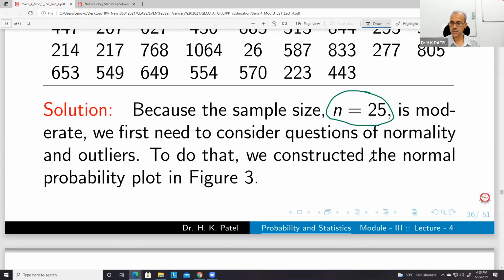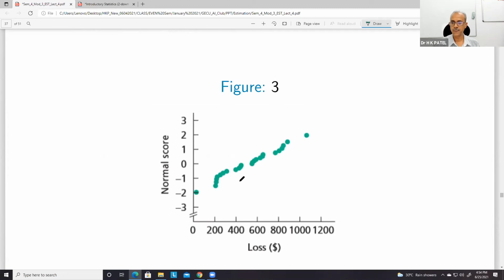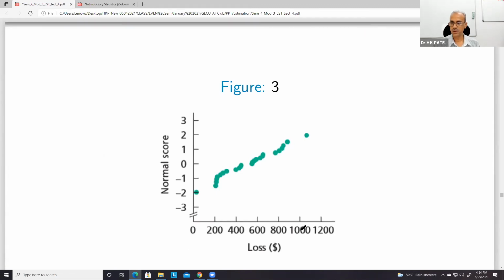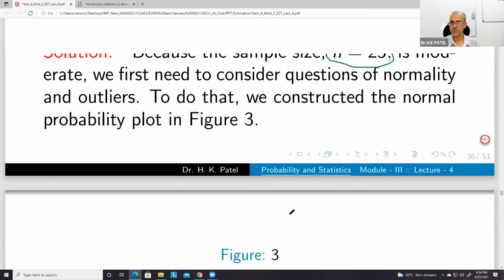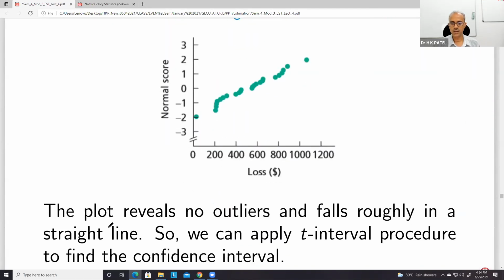To do that, we construct the normal probability plot. I think you can search this in Google, how to construct a normal probability plot. From there, the plot reveals no outliers and falls roughly in a straight line. You can see that all the points are almost in a line, so we can apply the interval procedure to find the confidence interval.